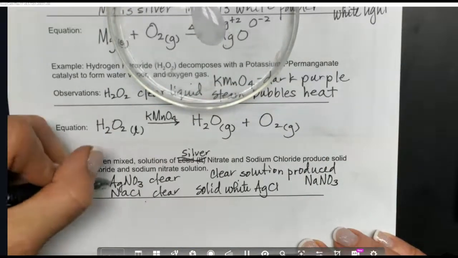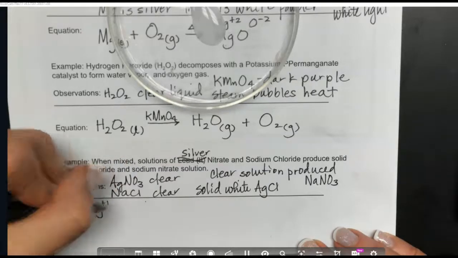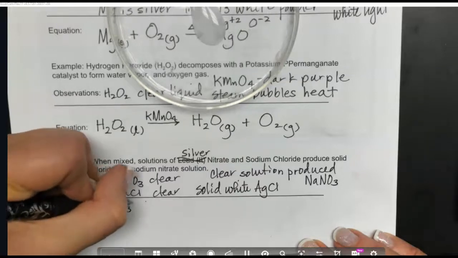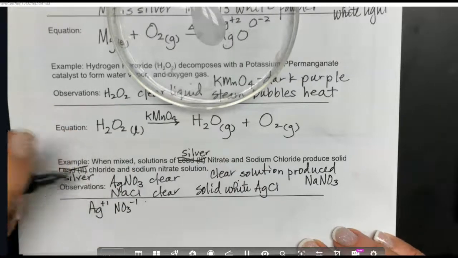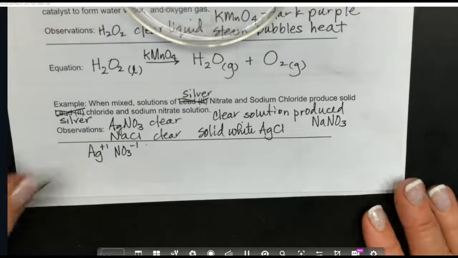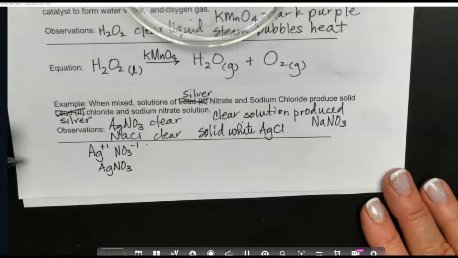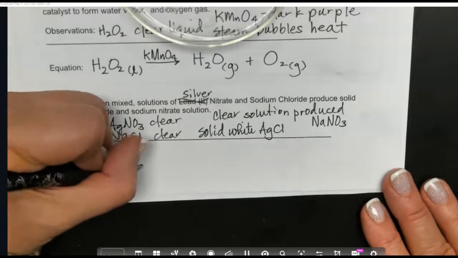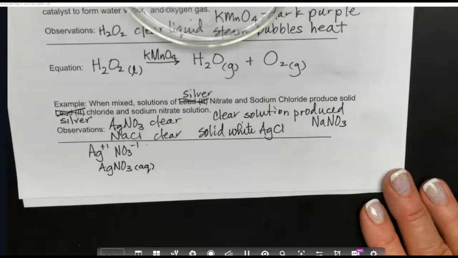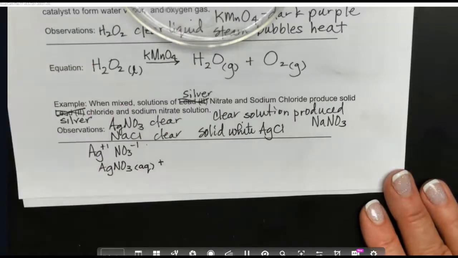How did I figure out it was AgNO3? Because I used the ions Ag1+ and NO3 1-, and I see that those two cancel each other out, so I do not need to crisscross them, so I'm simply going to write them as AgNO3. And that was a solution to begin with, so I'm going to use aq to represent an aqueous solution. And since we added it to the sodium chloride, I'm going to put a plus symbol.